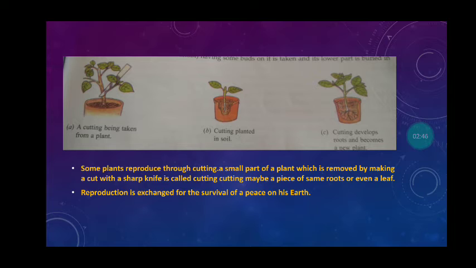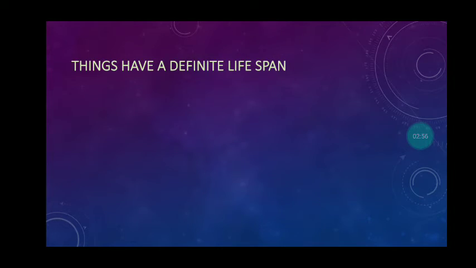Reproduction is essential for the survival of a species on this earth. All living things can reproduce.